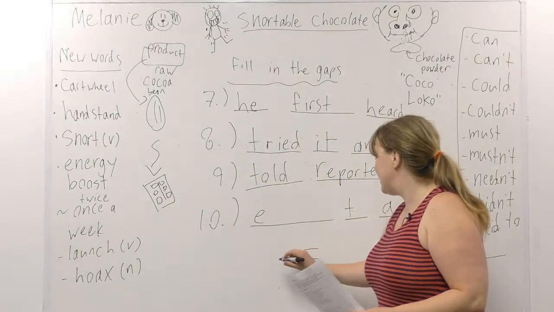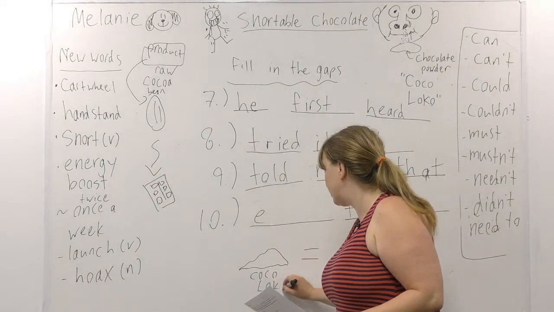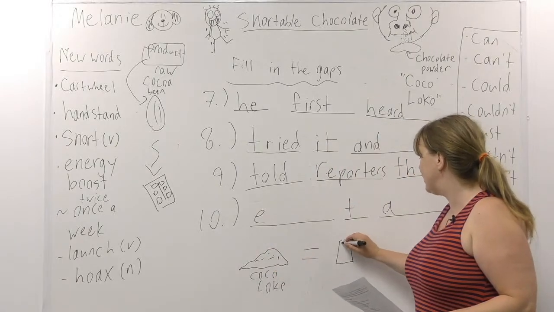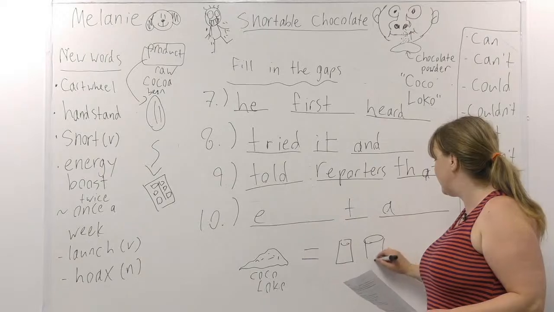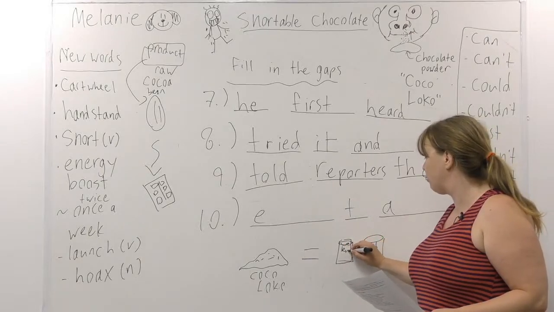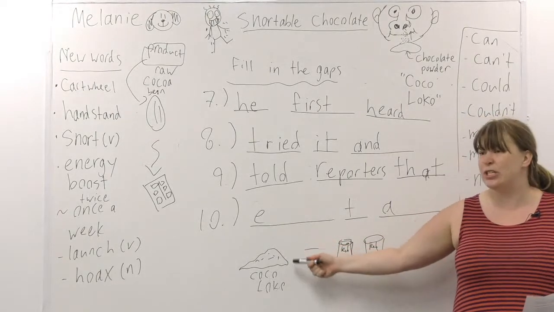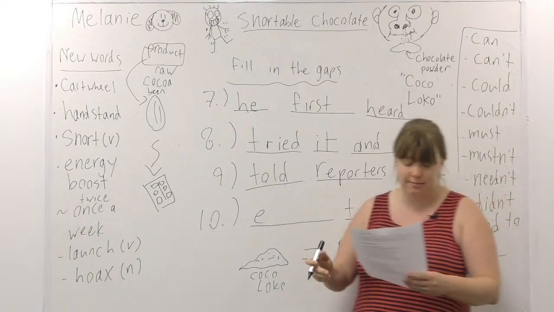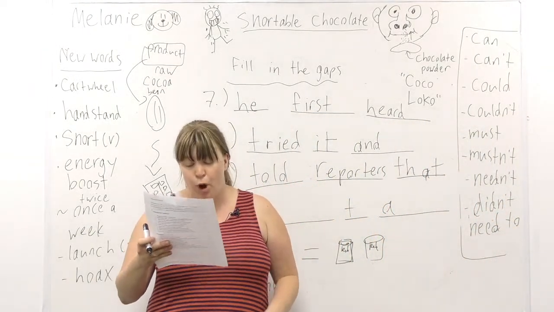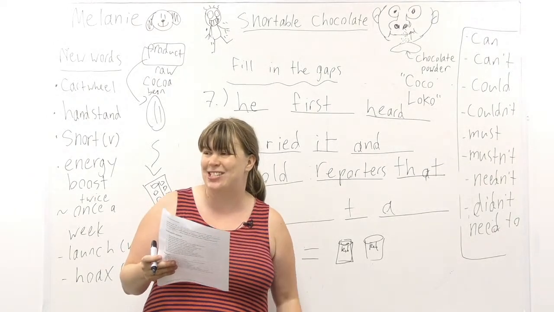So here is Coco Loco, powdered chocolate, and he said something about it being similar to 2 energy drinks. So let's pretend these are Red Bulls. So what did he say? What's this? What's this called? His company's chocolate product is probably equal to about 2 energy drinks. Did you guys catch that?